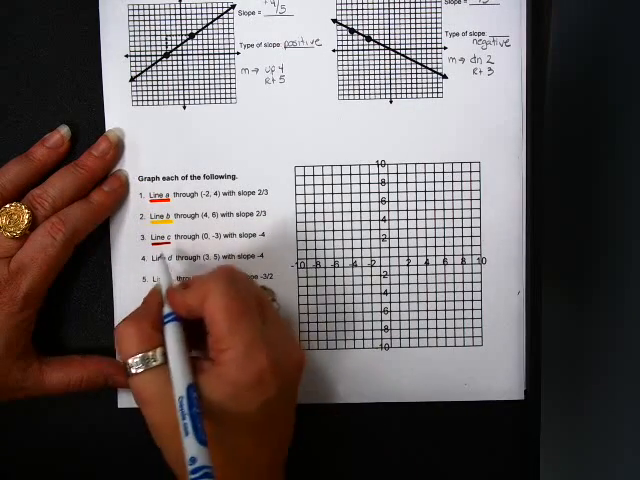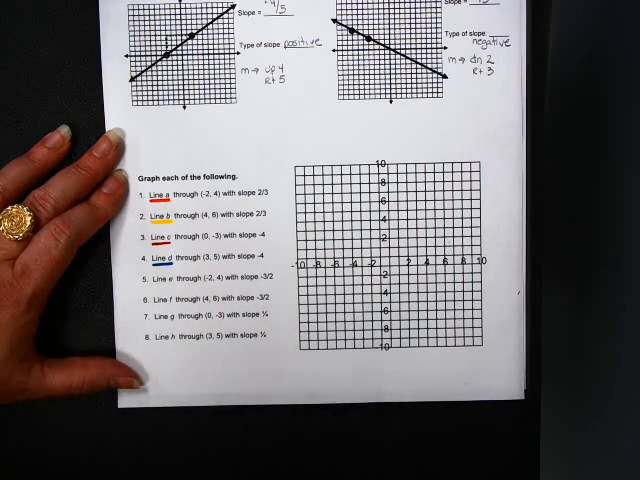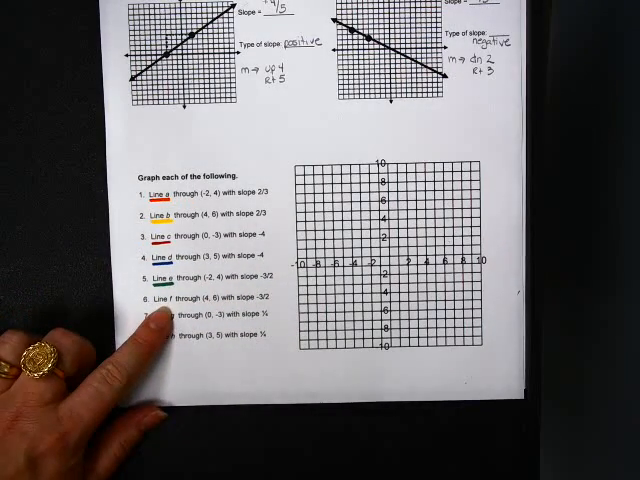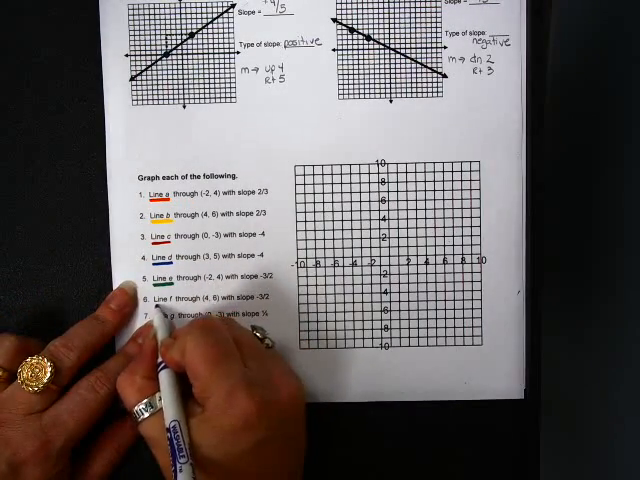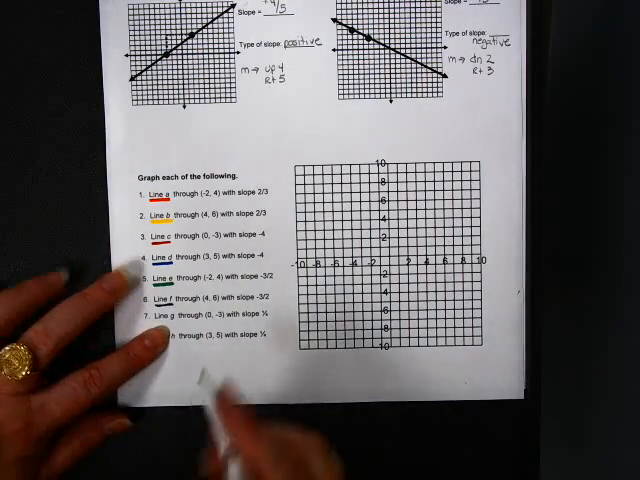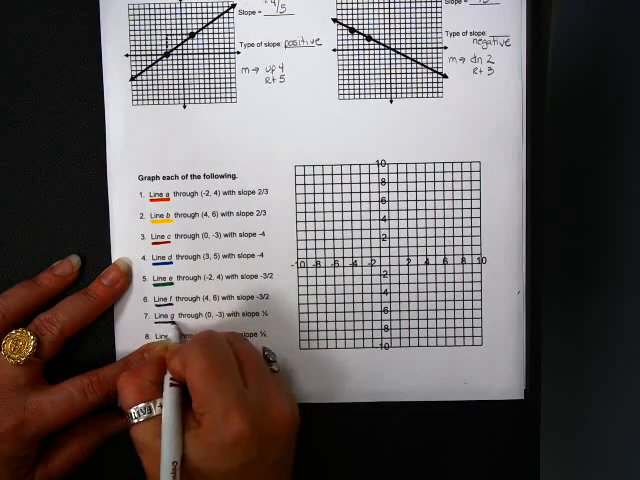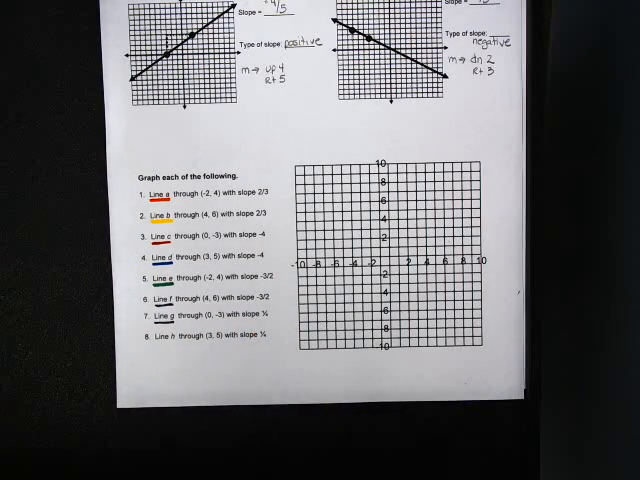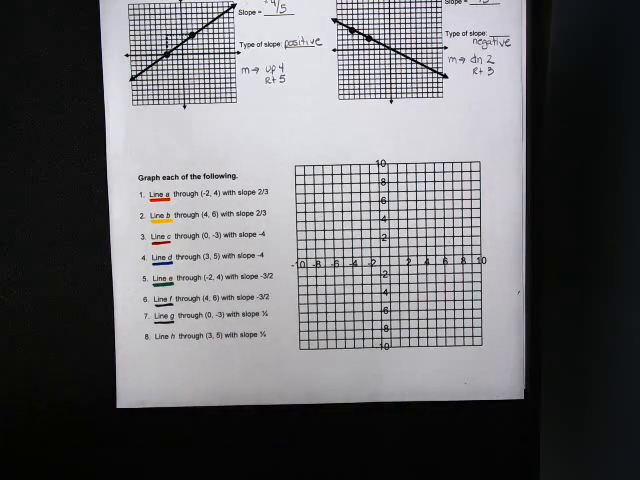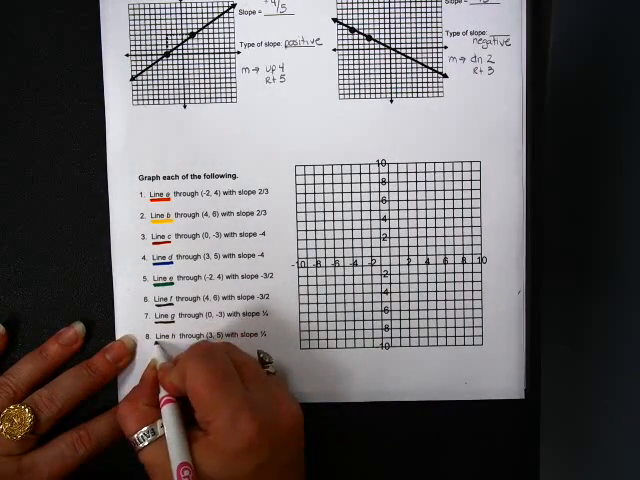For line D, I'm going to choose blue. For E, it's going to be green. For F, it's going to be purple. For G, it's going to be brown. And for the last one, it's going to be pink.